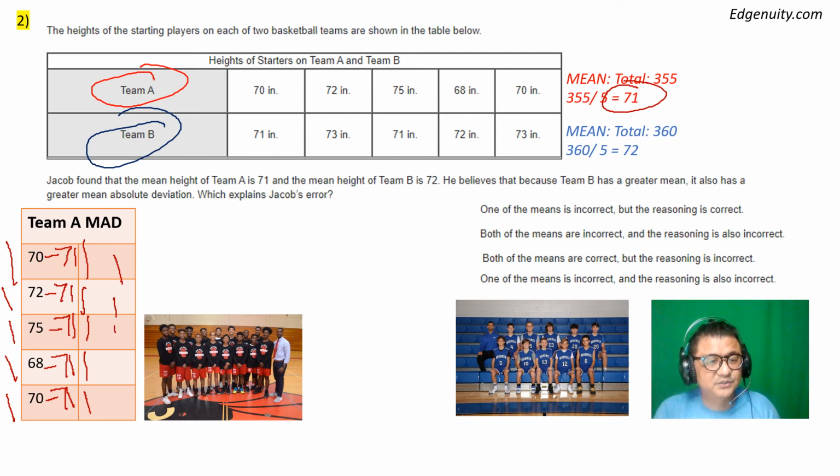75 minus 71 is 4. 71 minus 68 is a 3. No negatives. 71 minus 70 is a 1. Add 4, 5, 6, 7, 8, 9, 10. A total of 10, right?